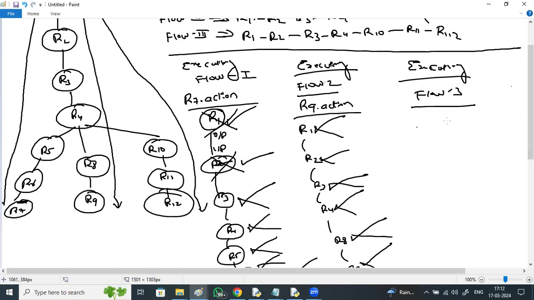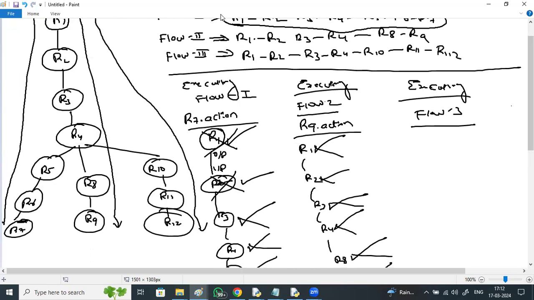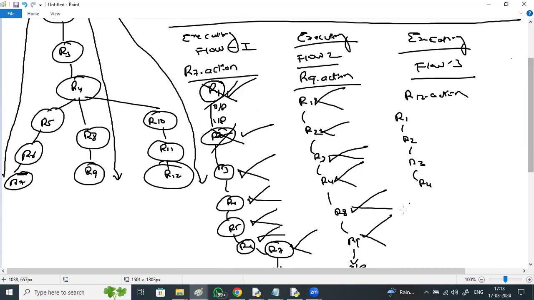Flow 3, right? On which one do I need to perform the action? R12. R12 dot action. So here R1, R2, R3, R4, R10, R11, R12, right? Similarly, the same process here.